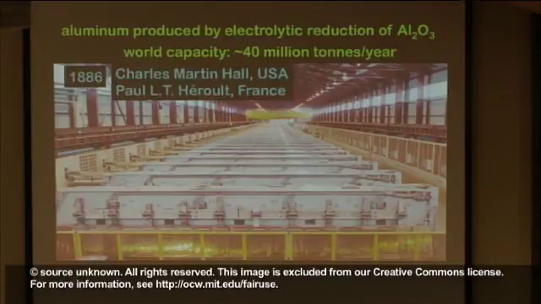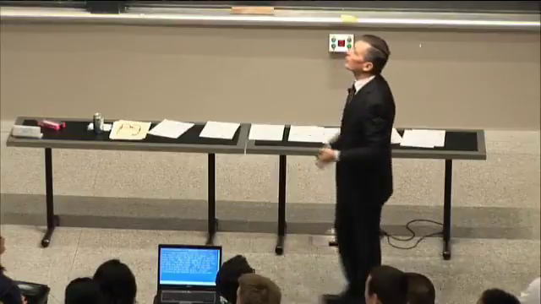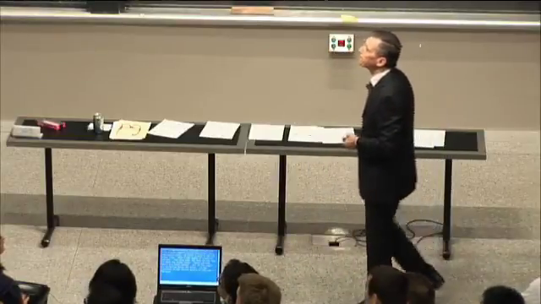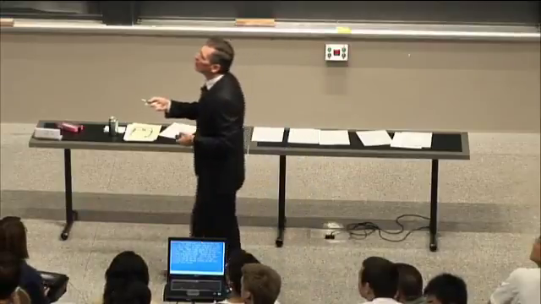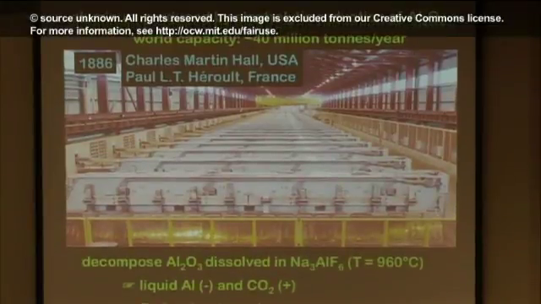It was invented simultaneously in the United States by Charles Martin Hall and in France by Paul Héroult. In the same year, they filed patents independently and eventually cross-licensed when they collided at the World Court. So this is what happens. We dissolve aluminum oxide in a molten fluoride called cryolite, which originally came from Greenland, and make liquid aluminum and carbon dioxide.